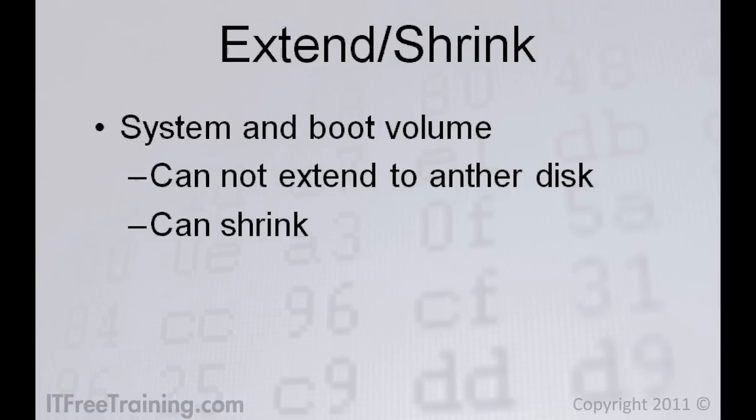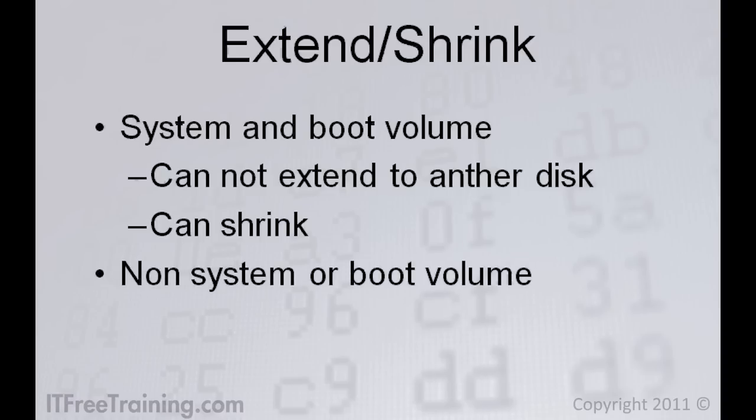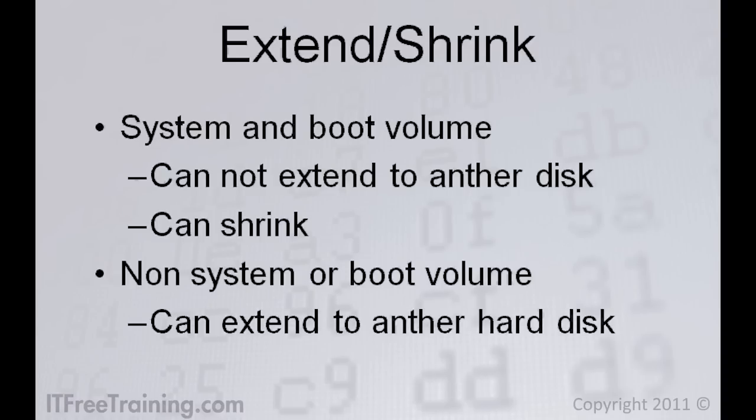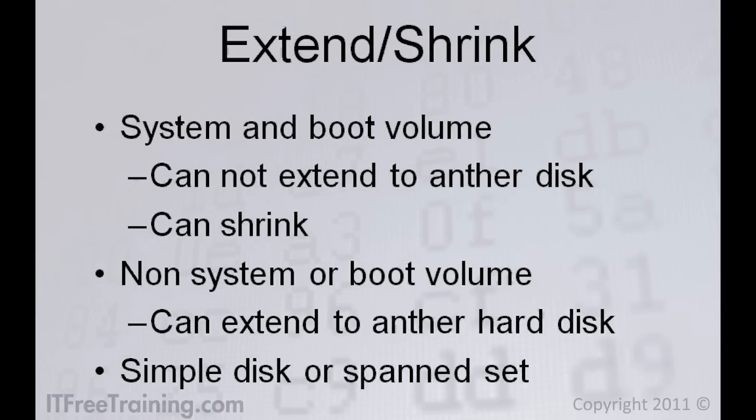If your hard disk is not the system or boot volume, you can extend your hard disk onto other disks. Basically, you are turning your volume into a spanned volume. Extending and shrinking only work on simple or span disk sets. You cannot extend or shrink a mirrored set, striped or RAID 5 set. If you want to change the size of these sets, you need to back up your data, delete and recreate the disk set and copy your data back on again.